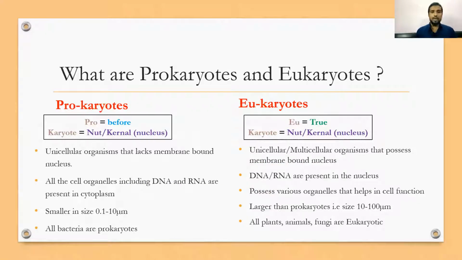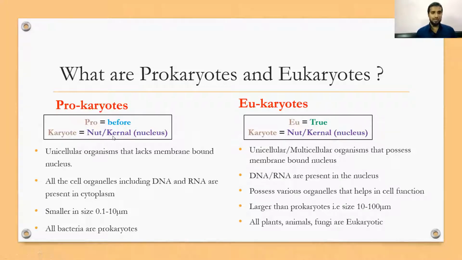Beginning with what prokaryotes and eukaryotes are. So prokaryotes: you can break the word into two, pro and karyotes. Pro means before. For example, let us take primitive humans. Considering Homo sapiens or humans, primitive humans are the early man, isn't it? Similarly, prokaryotes means pro, before, and karyot, nut or kernel.